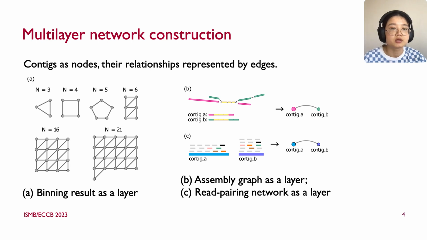So how did we turn the input data into networks? For the binning result, basically each bin is made into a connected subgraph, which is disconnected from the others. And the assembly graph is easy because it's already a network. We just need to reformat it so the nodes will be representing the contigs. And for the read pairing, we have to analyze the alignment file, and we expect the two reads from the same pair to be from the same source genome. And if they are mapped to two different contigs, then we add an edge between the contigs.